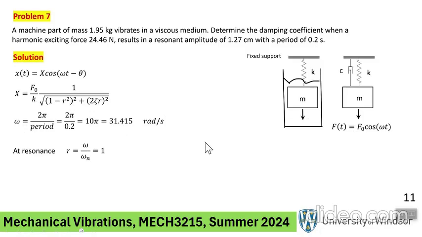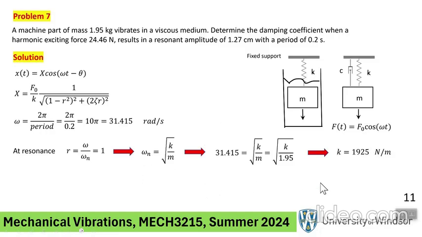It is at resonance, okay? That's what this is saying. Now, what do we know here? We know this omega n, we know m, we can find k, all right? And k comes out to be this number. And once we know k, remember, we want to find c. Let's go find zeta, okay?